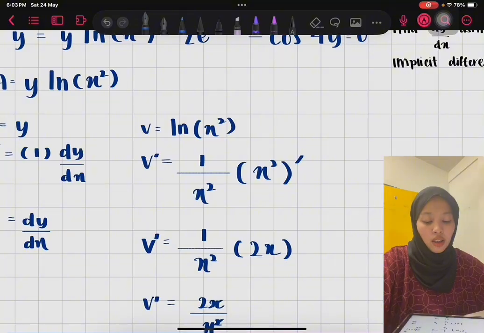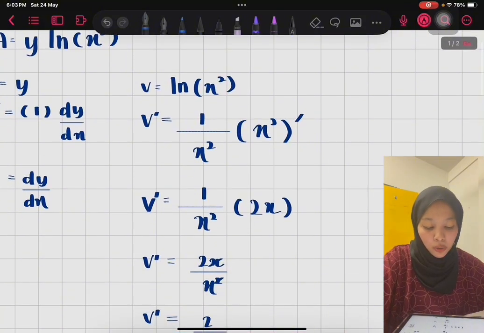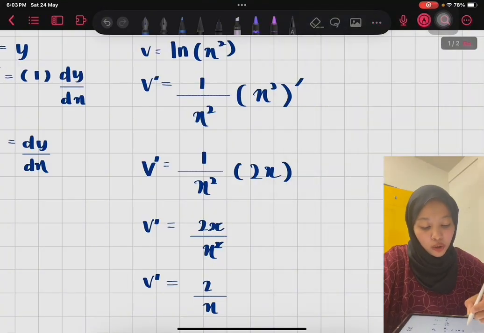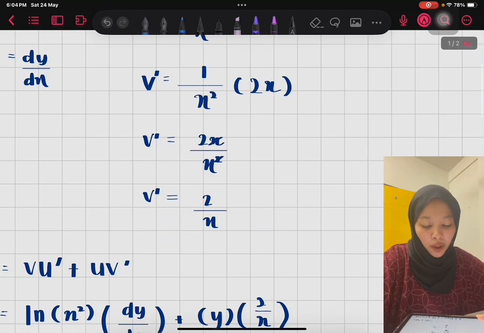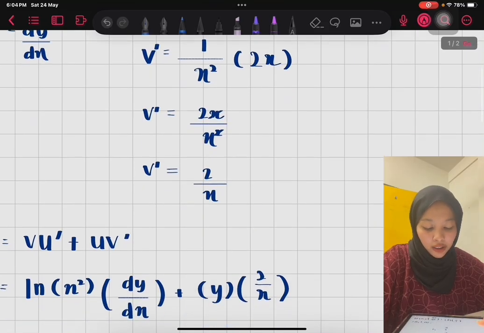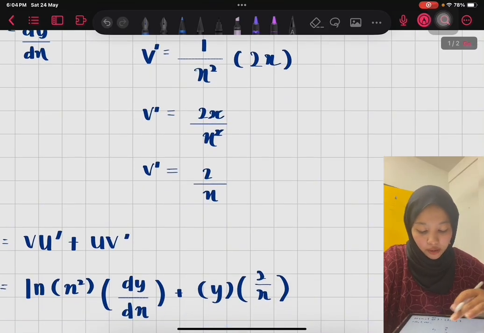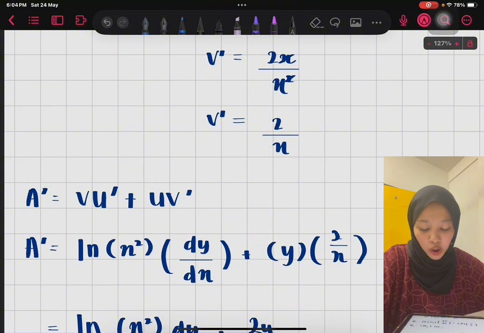So bring down the x power of 2 and we have to differentiate the x power of 2. After we differentiate x power of 2, we will get 2x. And then we have to multiply 2x, so after we multiply, we will get 2x over x power of 2. And the answer for v prime is 2 over x. And then we will use the formula v u prime plus u v prime to find the answer for a prime.